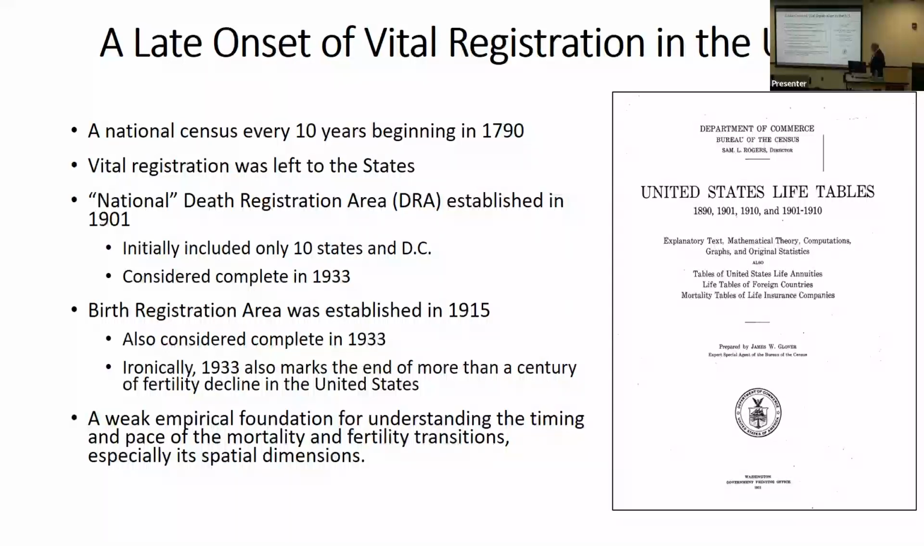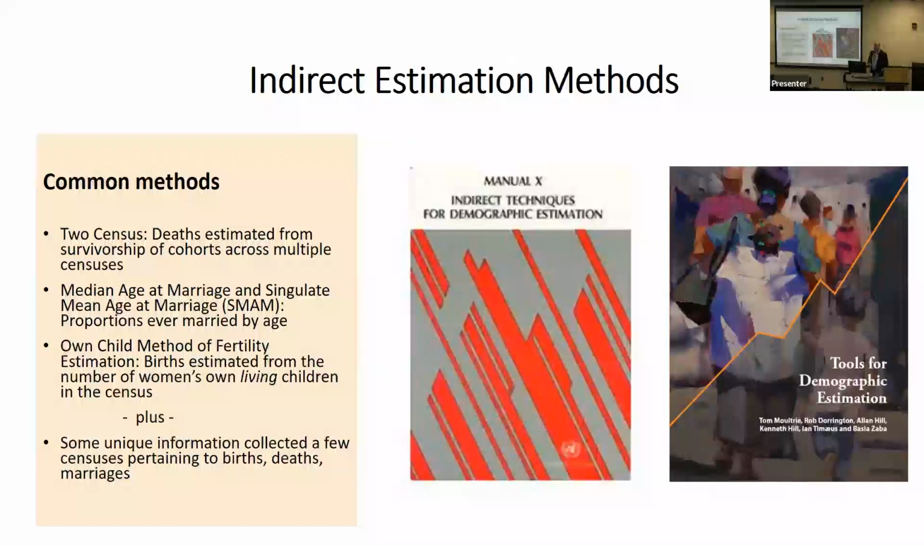Okay, so what do we do? We turn to indirect estimation methods. And there's a whole cottage industry of indirect methods produced in the 1960s and 70s. This is a United Nations manual, Manual X, or do you call it Manual 10? Oh, yeah, you've trained on this, I bet. Manual 10. I like X. X has a little more cachet about it. Developed mostly for developing countries. And then there's a more recent one coming out of Europe as well.